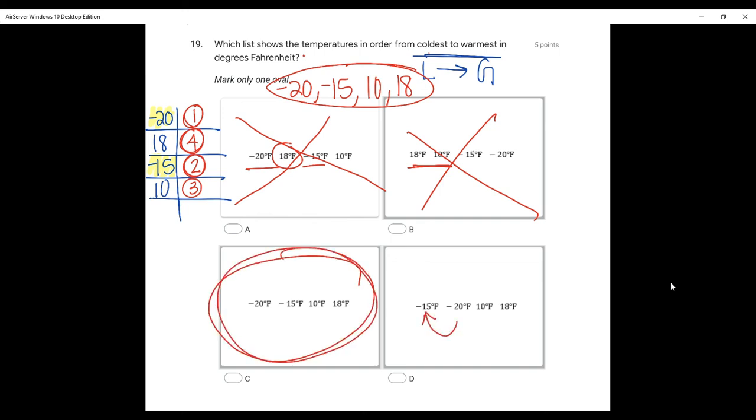Notice on this one they flip the negatives because a lot of people do that. Be really, really careful with those negatives. The bigger the negative, the smaller it is. You got to flip your brain.